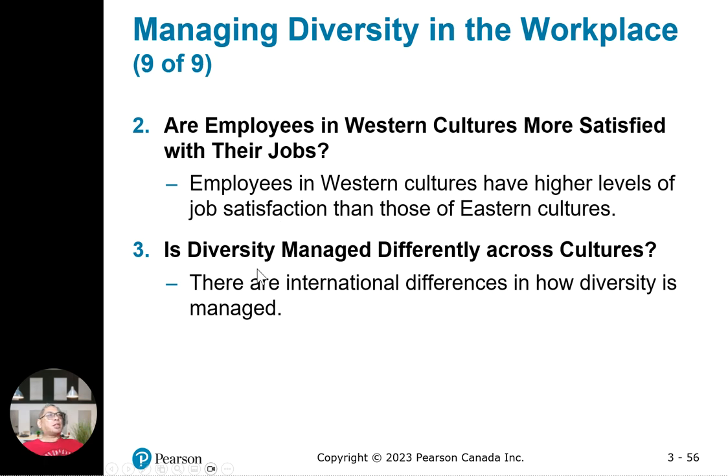Number three is diversity: managing differences across cultures. There are internal differences in how difference is managed.